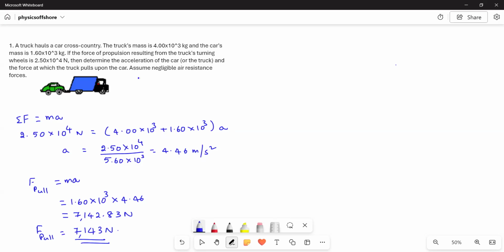Now we have to find out the force of pull. How much force is applied by the truck on the car to pull. So that is F pull is equal to MA. This is simple, as he's asking us to find out the contact force. So the mass of the car is 1.6 times 10 to the power of 3 kilograms, and then acceleration is 4.46 meters per second square. So we get F pull is equal to 7,143 newtons.